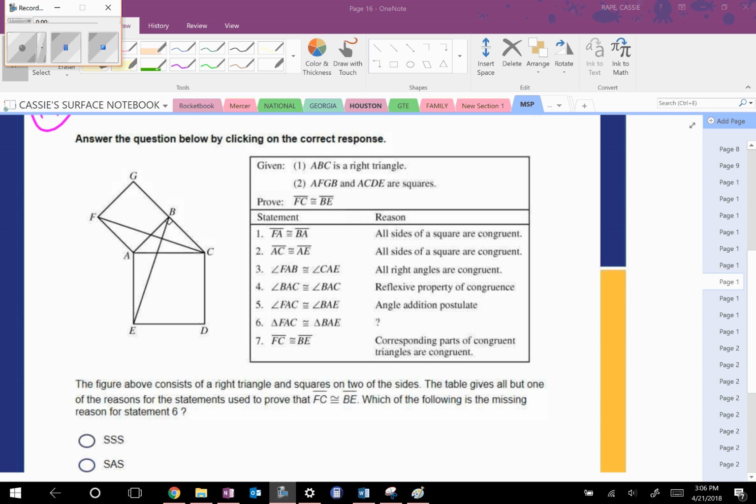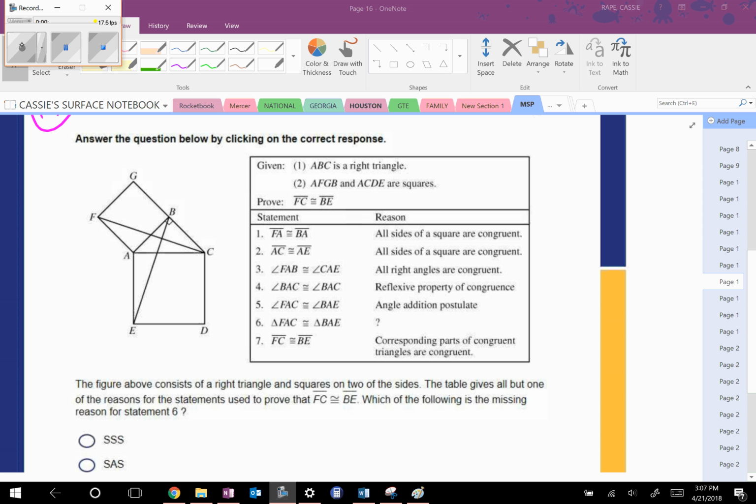This is GACE 02 theory, problem number 17. Now this is a proof, and since the entire GACE for math right now is multiple choice, you're only going to have to fill in parts of the proof. And so you can see here, this is a very convoluted picture. It looks like you've got some right angles and squares, and it gives you some sides being the same.